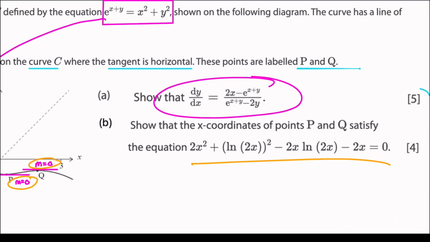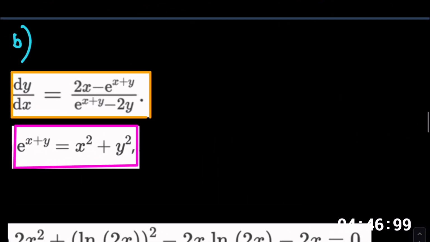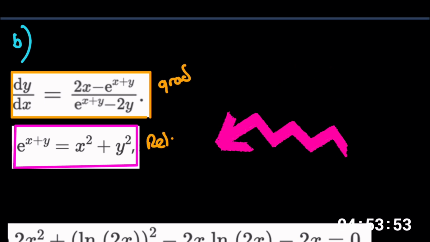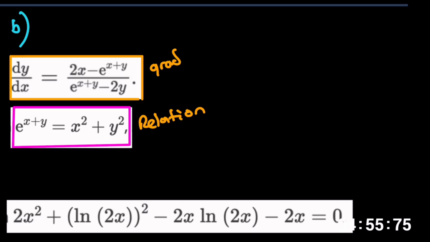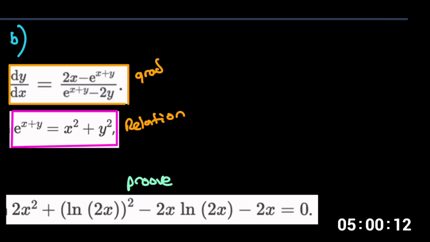We have to do this in 4 minutes, so we've got to get a move on. Let's have a look down here. I've written down the key bits of information. This was the gradient function. This was the original relation that we had. And this is what I'm trying to prove, or show.